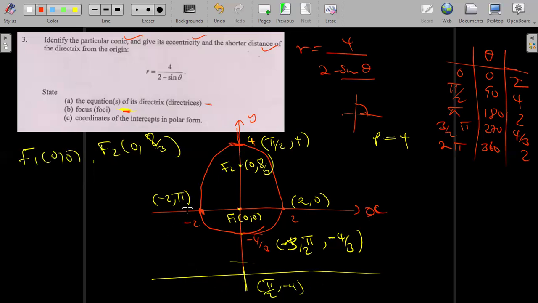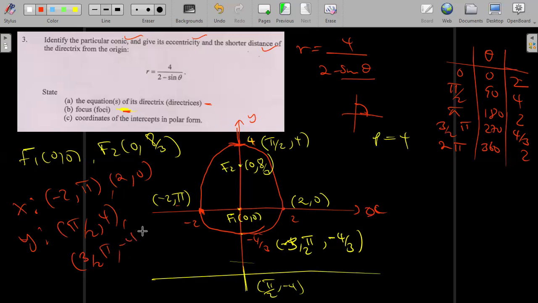Then for the intercepts, the intercepts is where this is cutting. And they're telling it in polar form. So where this ellipse is cutting the x, for the x-intercepts, it's going to be -2, pi, and 2, 0. This will be your intercept since it's cutting there. Then for the y, where it's cutting, it's at pi over 2, 4, and then the other one is 3 over 2 pi, then -4 over 3. So this here will be your y-intercept.